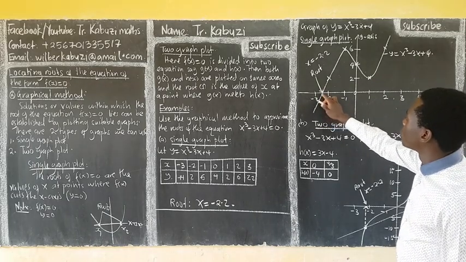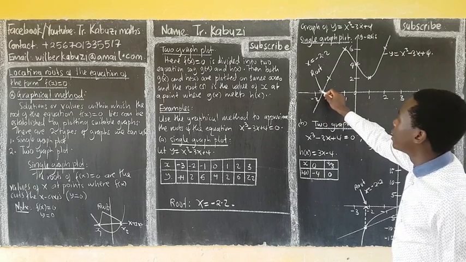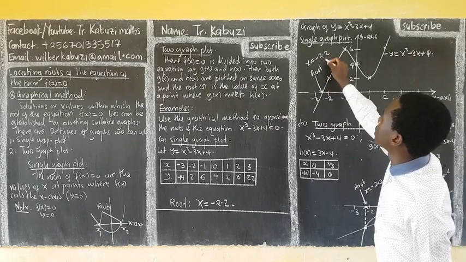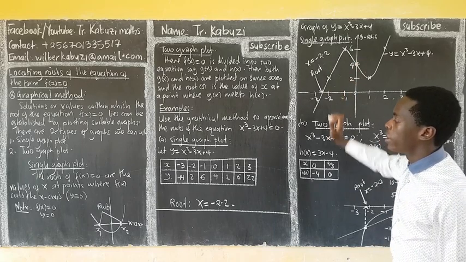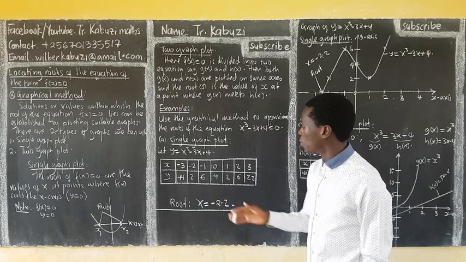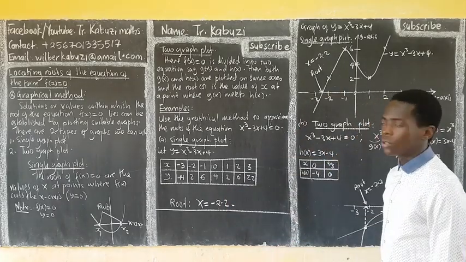And when you read off this, you see that it cuts it at this point. So the x value at this point is going to be our root. And when you estimate, it's going to be negative 2.2. So the root is x equal to negative 2.2. This one is having only one root.